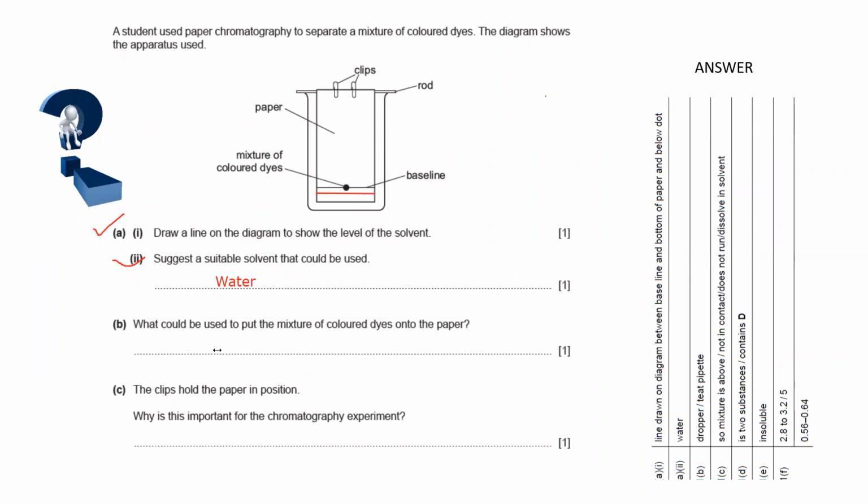Dropper, or it's also known as teat pipette. But you can write one of them, so you can write dropper. The clip holds the paper in position. So the clip is holding the paper in position, as you can see. Why is it important in a chromatography experiment? Why is it important that this paper should be clipped?